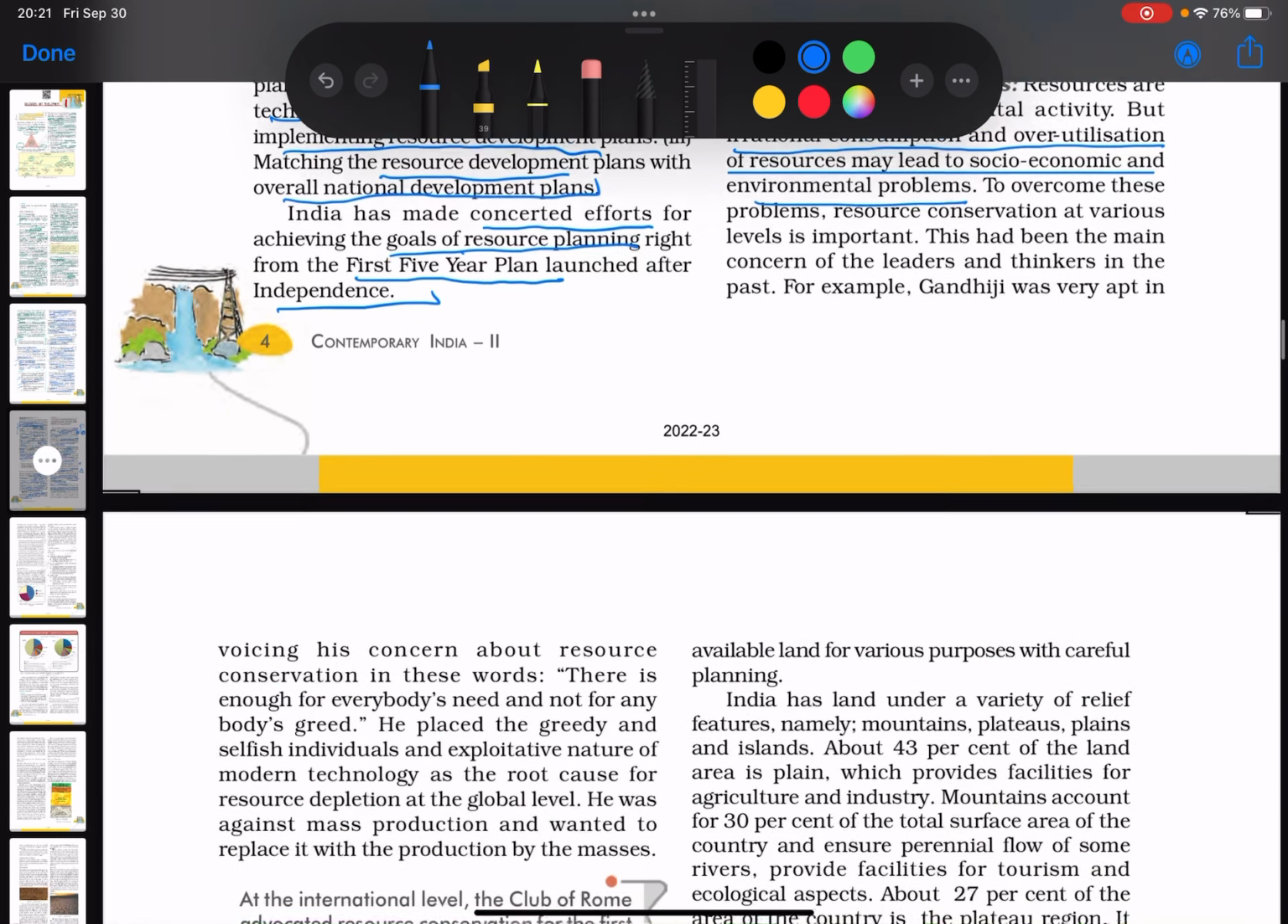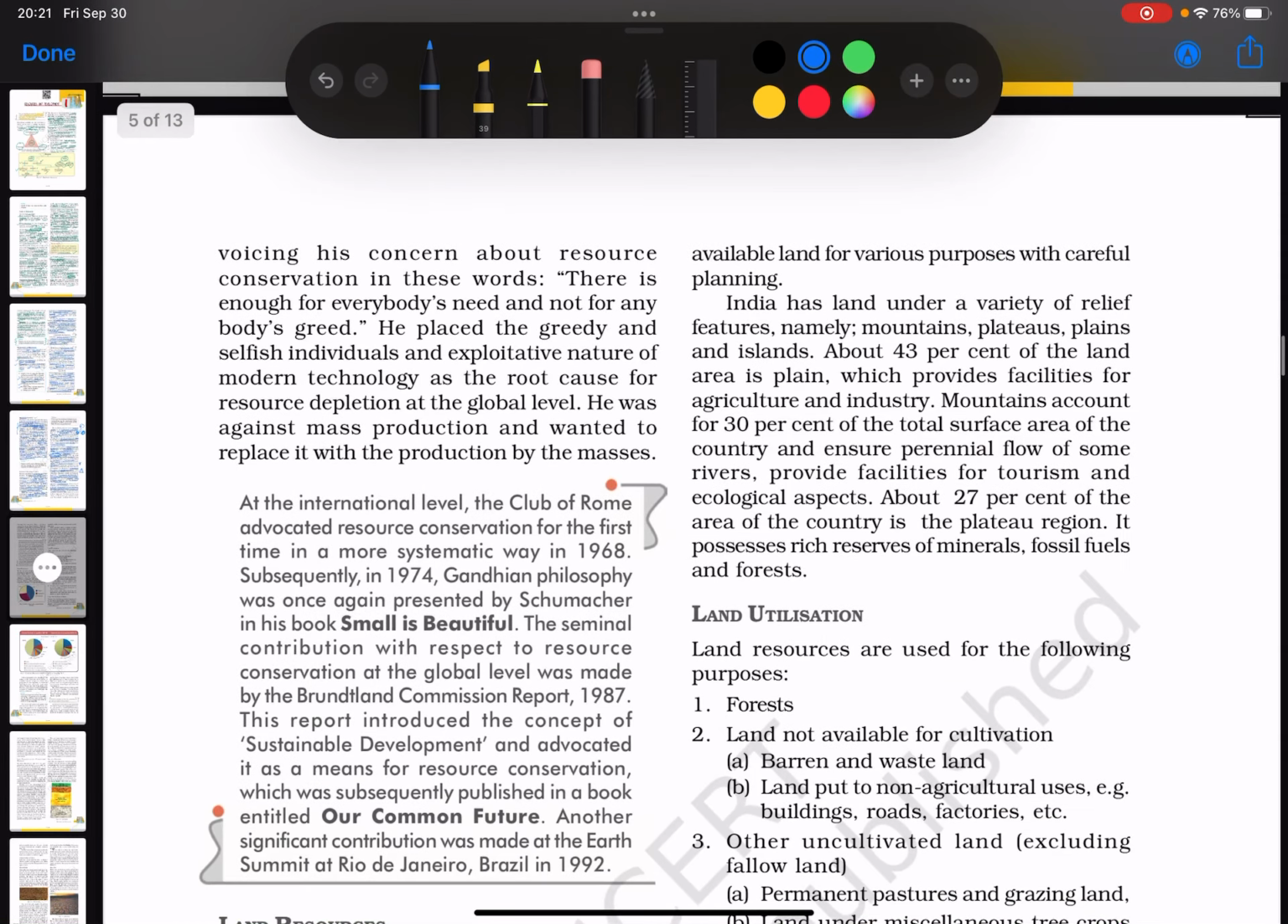For example, Gandhiji was very apt in voicing his concern about resource conservation in these words: there is enough for everybody's need, but not for anybody's greed, which is very true. He placed the greedy and the selfish individuals and exploitative nature of modern technology as the root cause of resource depletion at the global level. Do you agree with it? He was against mass production and wanted to replace it with production by the masses.